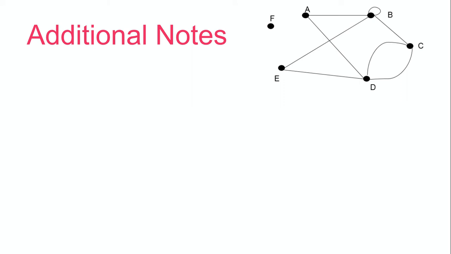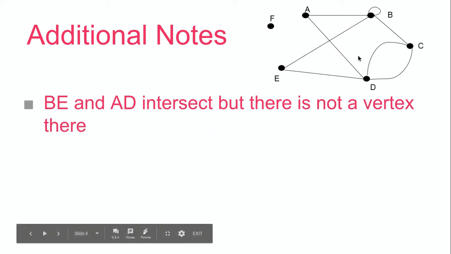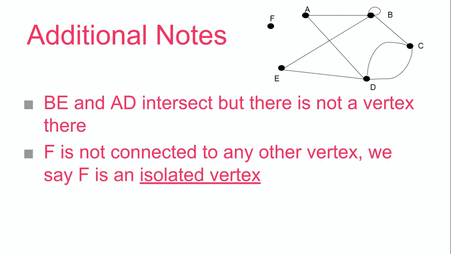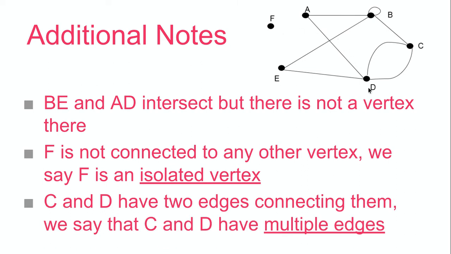Some additional notes about this graph: just because these edges intersect here does not mean that we have to have a vertex there. Also, because there are no edges connecting vertex F, it is called an isolated vertex. And because there are multiple edges between C and D connecting them, we just say that C and D have multiple edges.